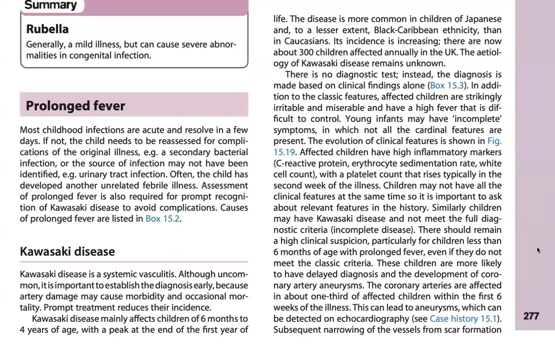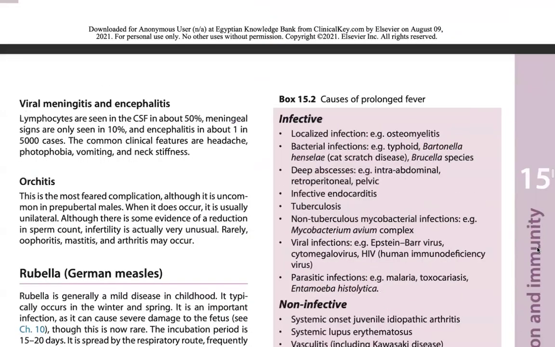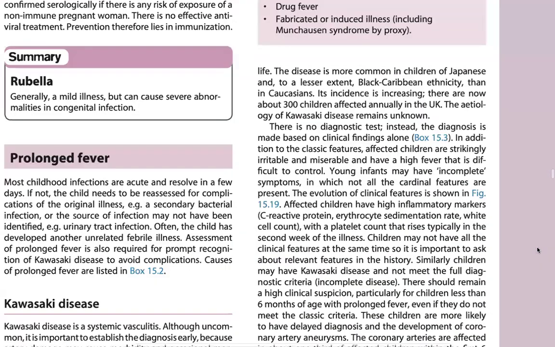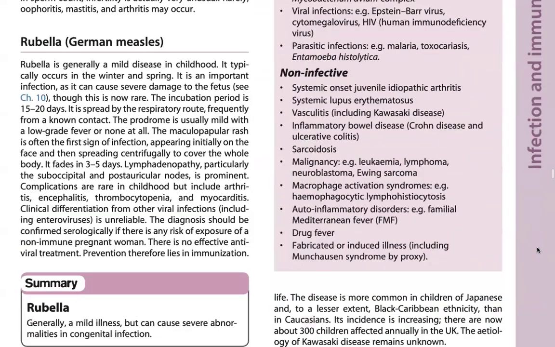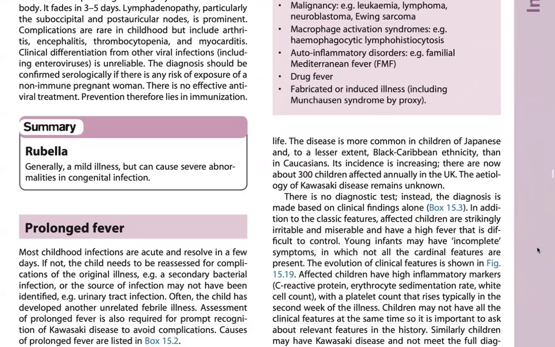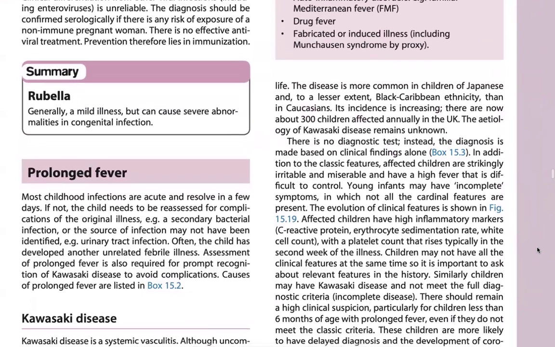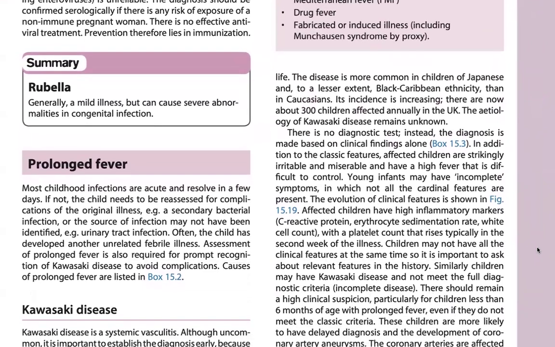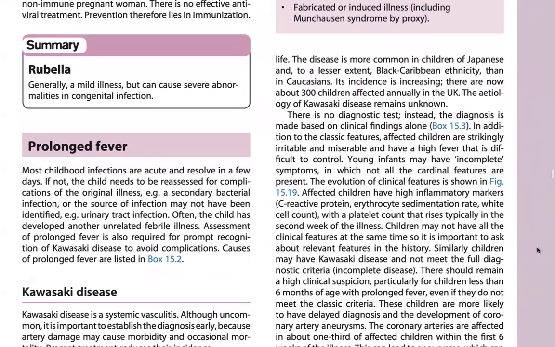Kawasaki disease may affect children of 6 months to 4 years of age, with a peak at the end of the first year of life. The disease is more common in children of Japanese and, to a lesser extent, Black Caribbean ethnicity, and then to a lesser extent in Caucasians. Since it is increasing, there are now about 300 children infected annually in the UK.